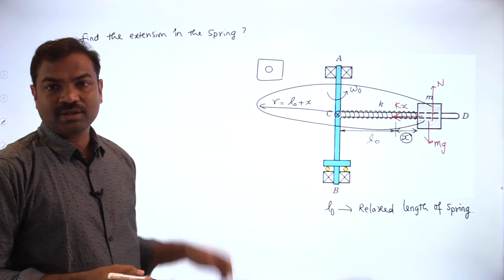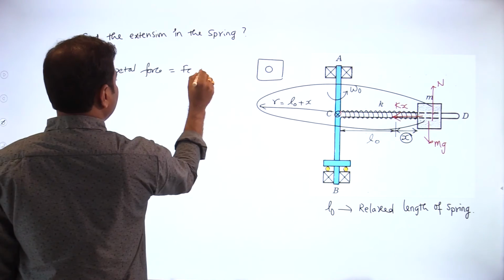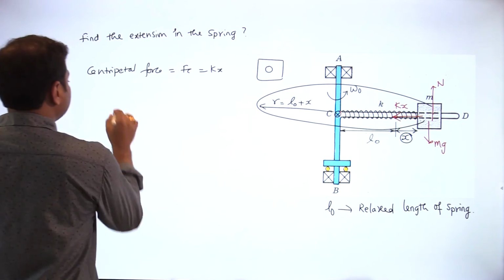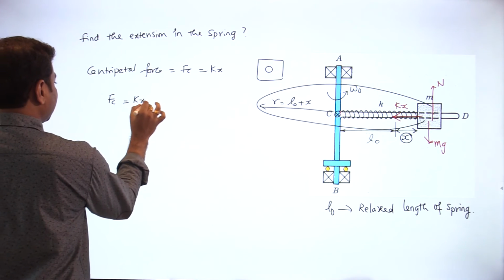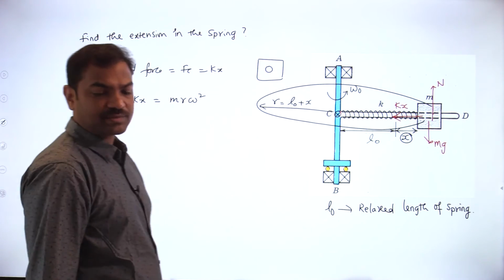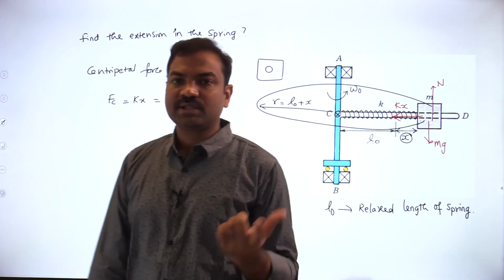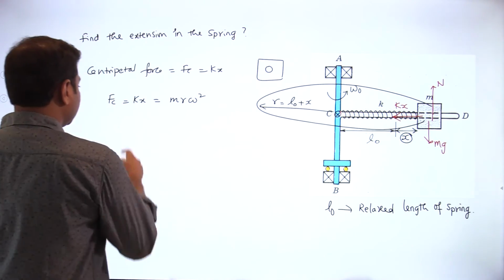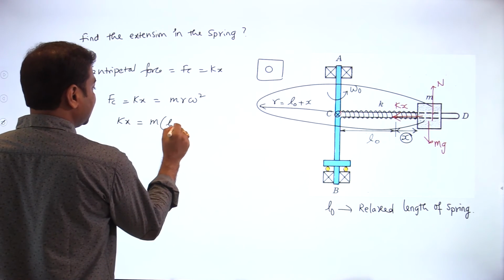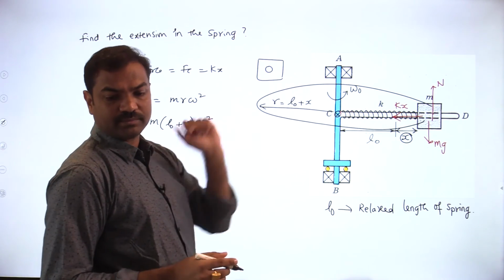And it is rotating with angular velocity omega. Then what is the centripetal force I can write down? It is equal to Kx, because Kx is the force acting towards the center. So centripetal force is Kx, which can be written as m r omega square, or m v square by r. Because here linear speed is not given, angular speed is given, that is why I am using m r omega square. So Kx is equal to m into the radius value, L naught plus x, into omega naught square. Angular velocity is omega naught.